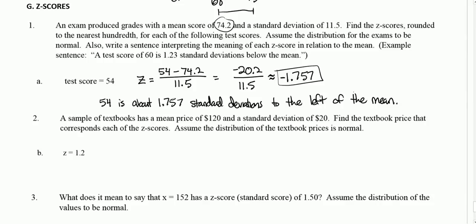Number 2, part B, we're going to look at. A sample of textbooks has a mean price of $120 and a standard deviation of $20. Find the textbook price that corresponds to each of the z-scores. So assume the distribution of textbook prices is normal. So again, we're going to use the formula that a z-score is your value minus the mean over the standard deviation.